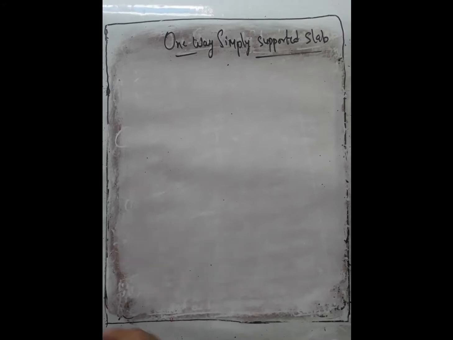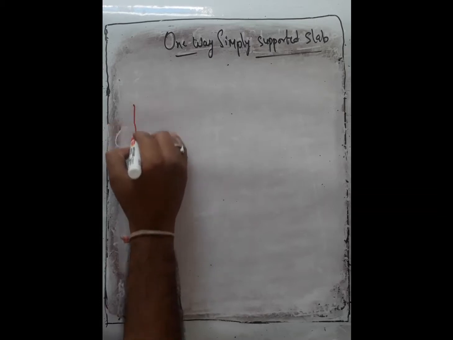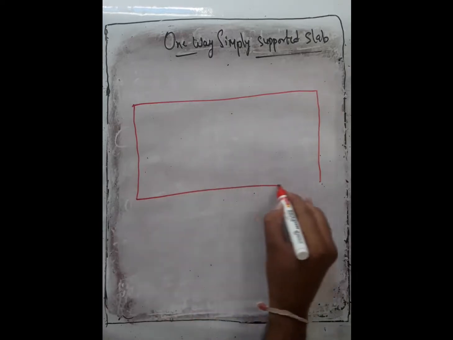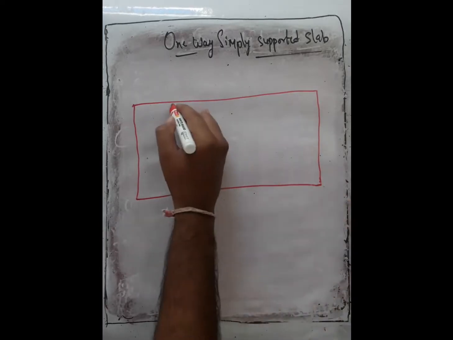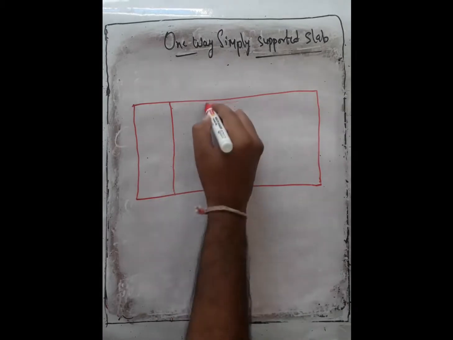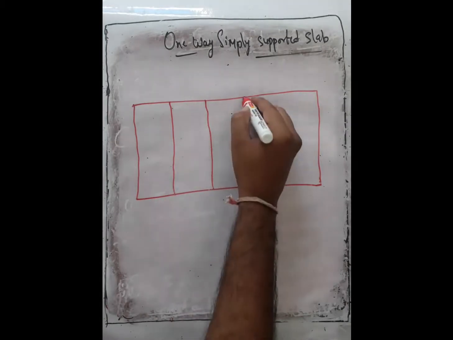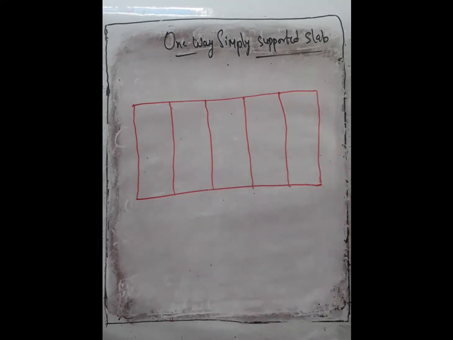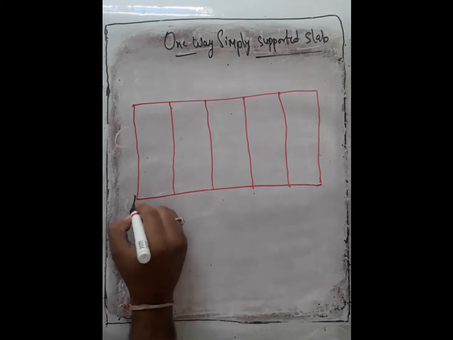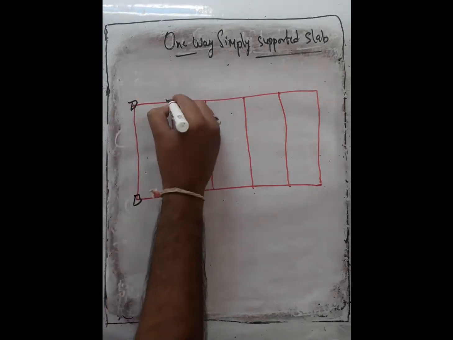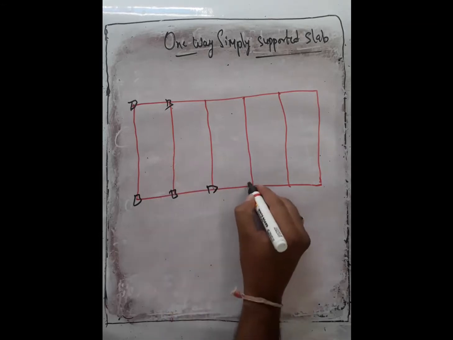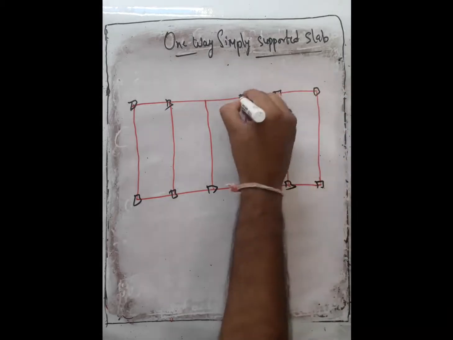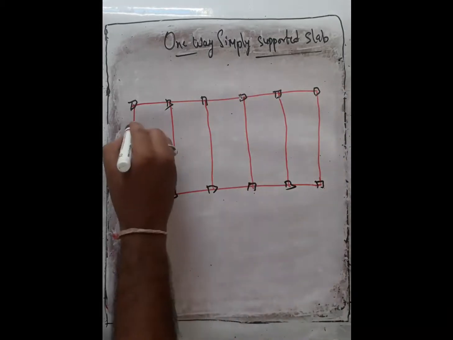If you see, this is our slab, continuous slab, and here we have columns, and this is our beam.